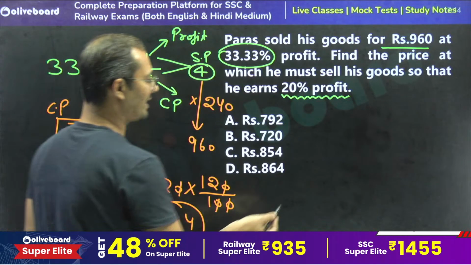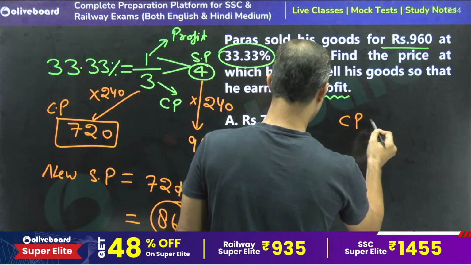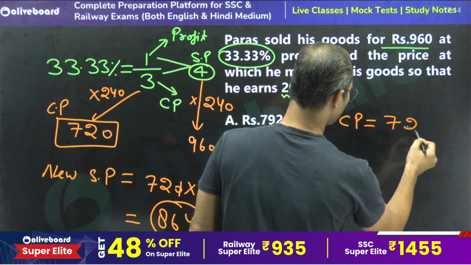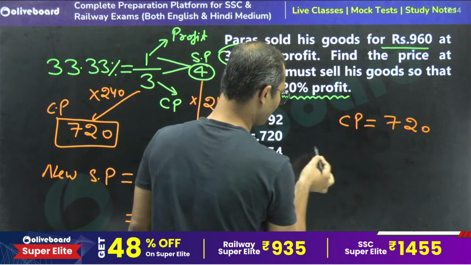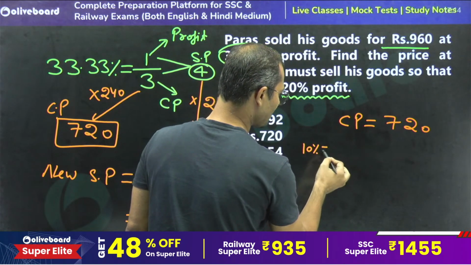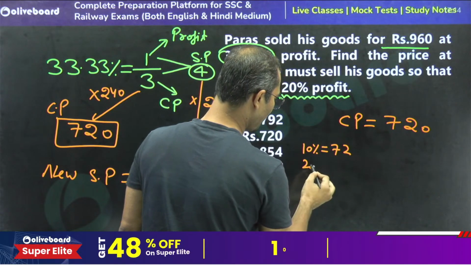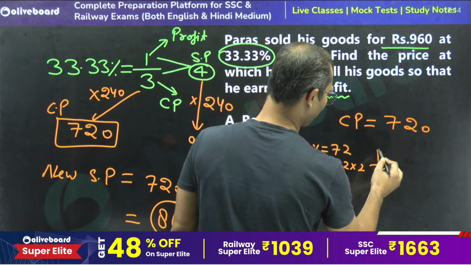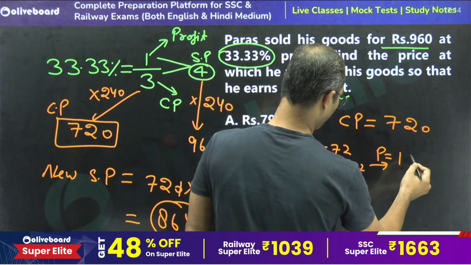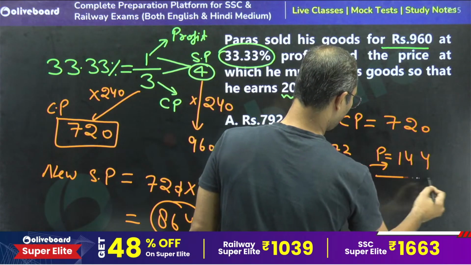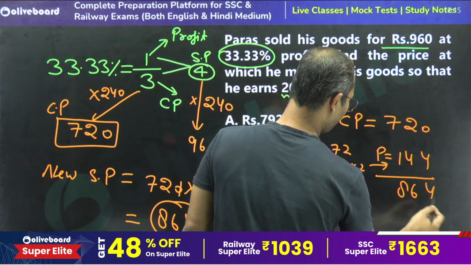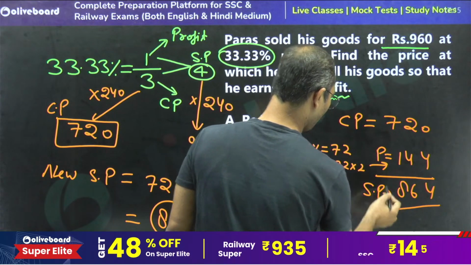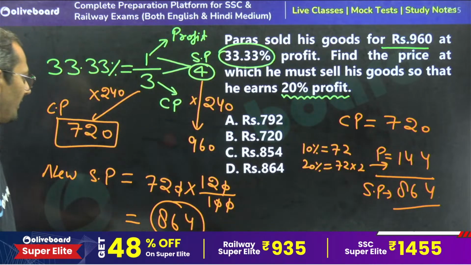Or we can say that the cost price is, see, cost price is how much? 720, 20% profit. We know that 10% is what? 10% is 72. So 20% is what? 72 into 2. So directly we can say that profit is going to be how much? 144, right? So 864 is the selling price. Or we can do like this. Got the point?